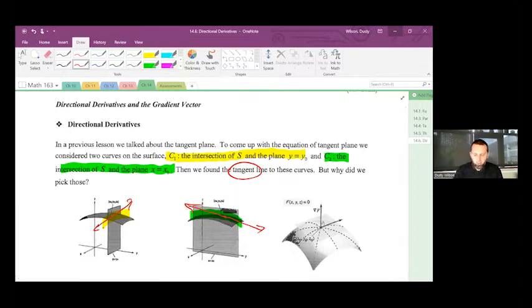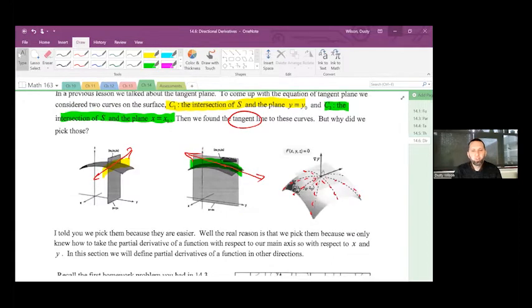But why do we pick those? Instead of choosing these particular red tangents, we could have chosen any of these dashed tangent lines or curves of intersection. So why choose these particular ones? Well, we talked about how we picked them because they're easier.